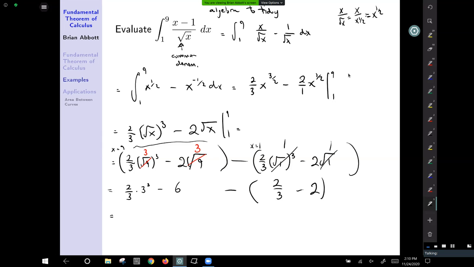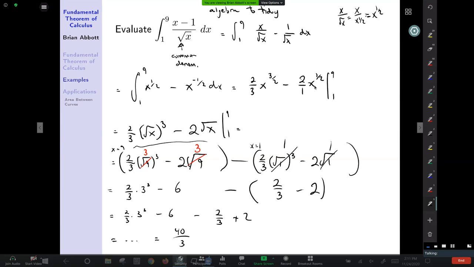Okay, so 2/3 times 3 to the 3rd power minus 6, minus 2/3 plus 2 when you distribute that negative sign out. And when you add all this stuff together, this becomes an exercise in algebra, which I'm going to leave to you to verify, but it will give you an answer of 40 over 3. All right, we're going to end this one here.